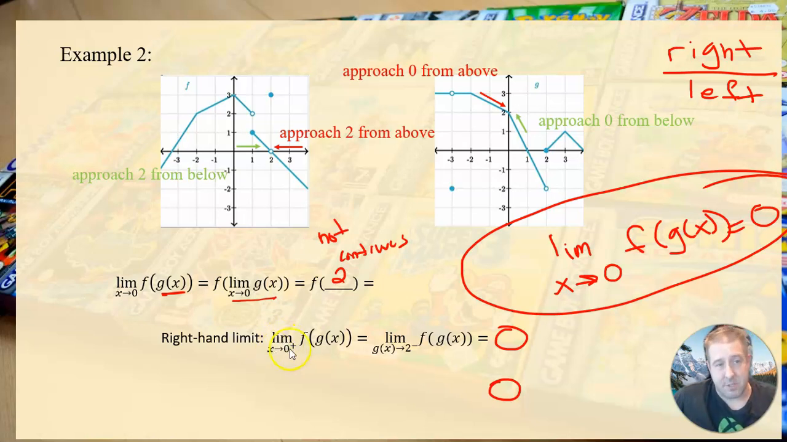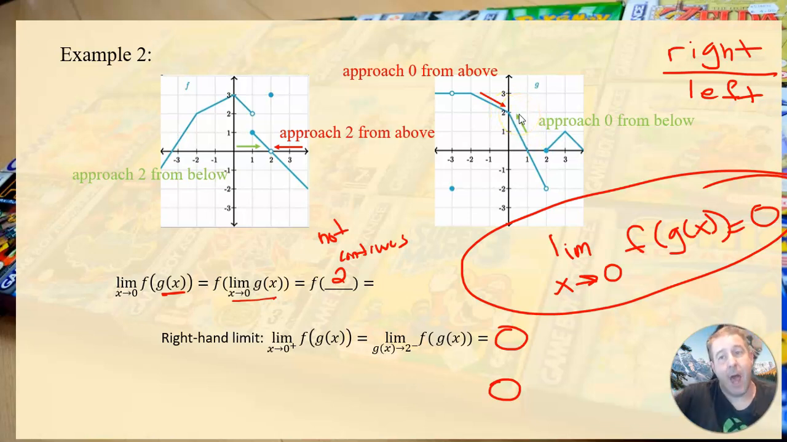So limit as x approaches 0 from the right of the composite function. What you would first do is find the limit as x approaches 0 from the right of just g of x, which from the right, it looks like it's approaching a height of 2, okay? But more specifically, it's approaching that height of 2 from below. Look at the green arrow.